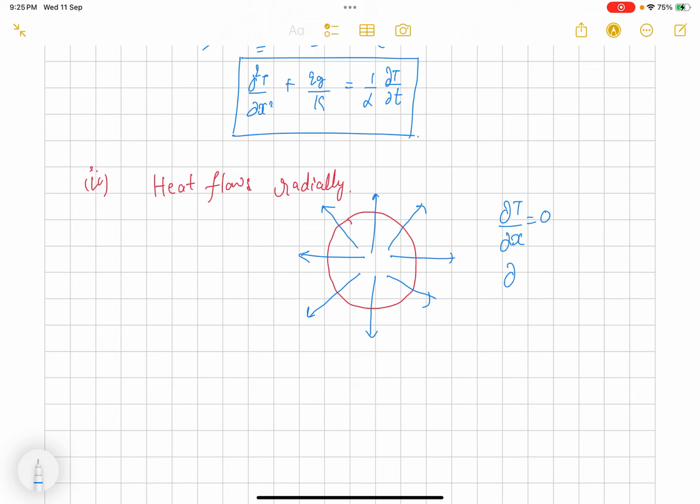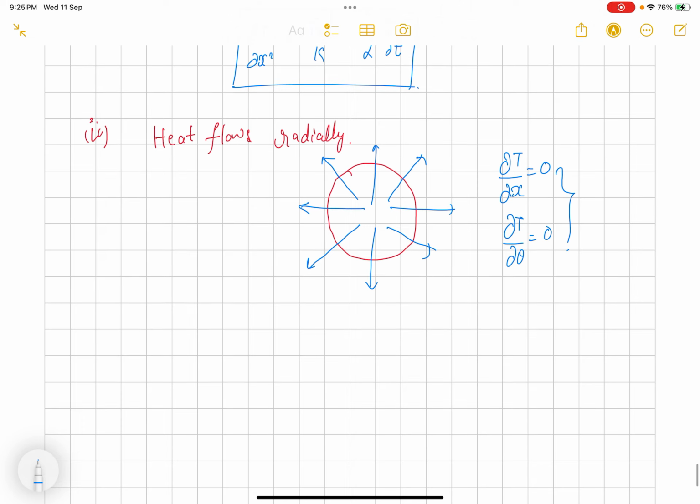Okay, and there is no change of temperature with respect to theta. So these are the assumptions. So temperature will be a function of, since heat is flowing in the radial direction, there should be a temperature difference in the radial direction. So temperature will be a function of r and t.